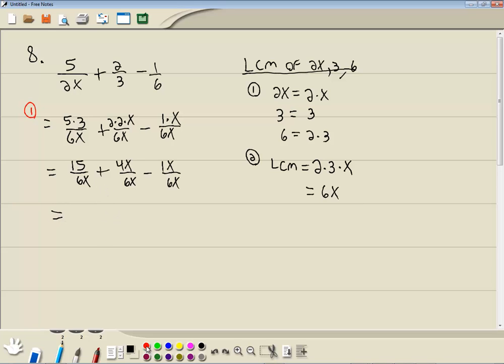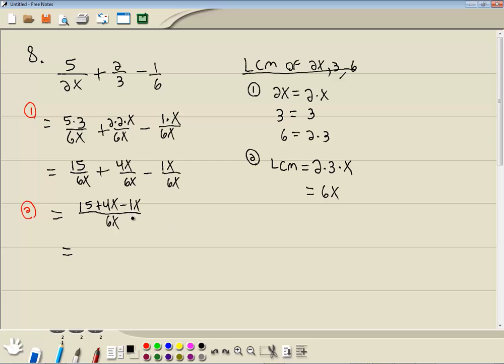Well, step 2. Add or subtract the top parts. So we're going to have 15. Let me, oops, I don't mean that to be in red. There we go. So we're going to have 15 plus 4x minus 1x over 6x.